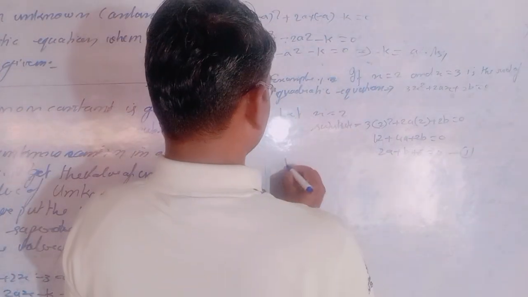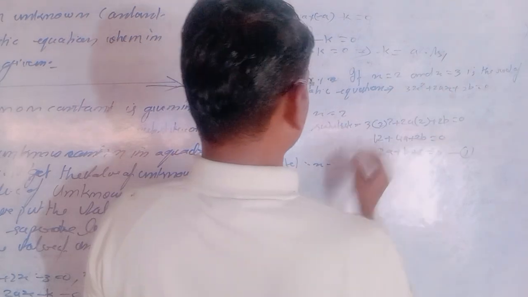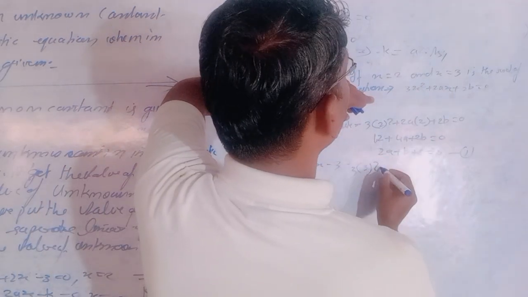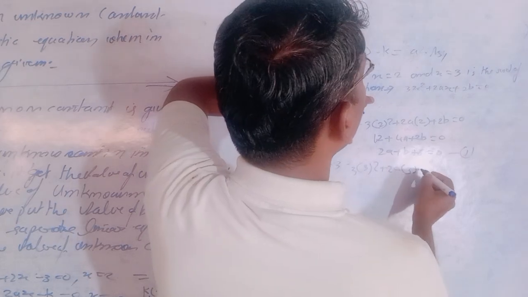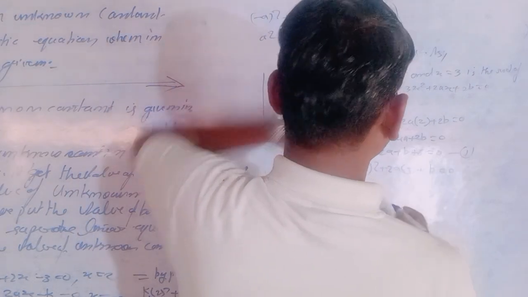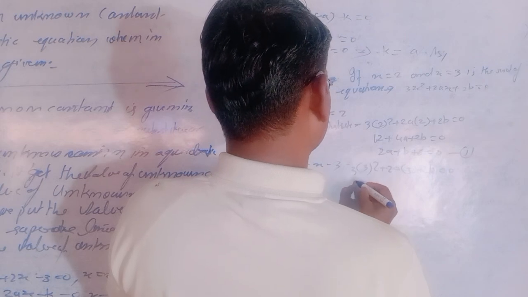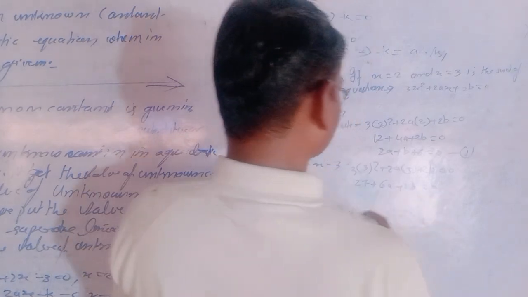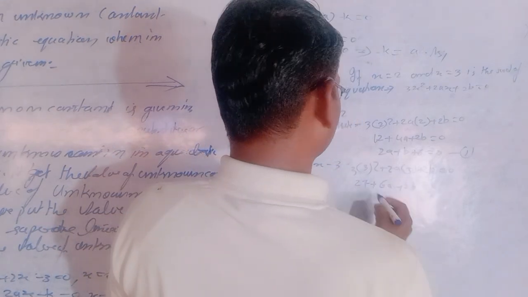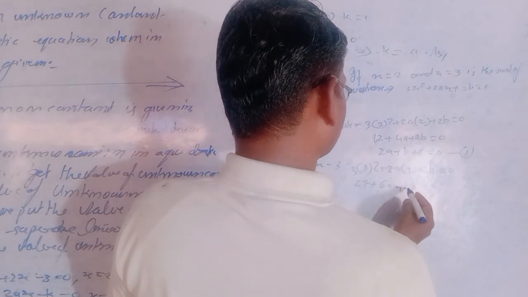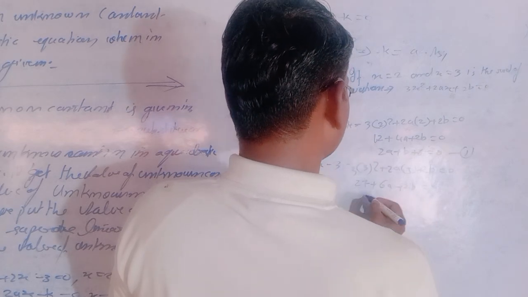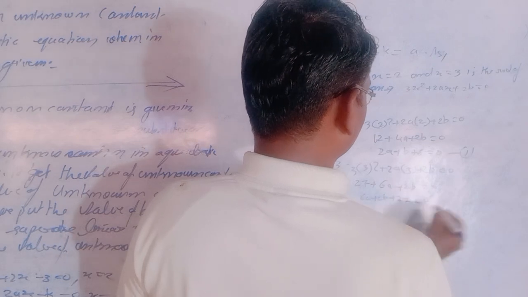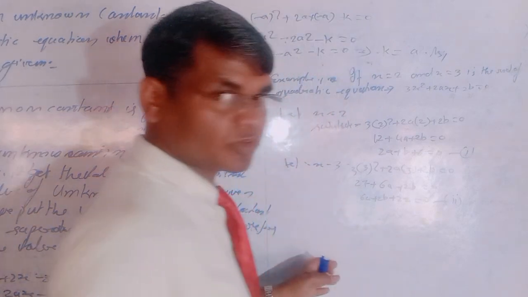Second, substitute x is equal to 3 in this equation. 3 times 3 square plus 2a into 3 plus 2b is equal to 0. That is 27 plus 6a plus 2b is equal to 0. Then here we get 6a plus 2b plus 27 is equal to 0. This is the second equation.